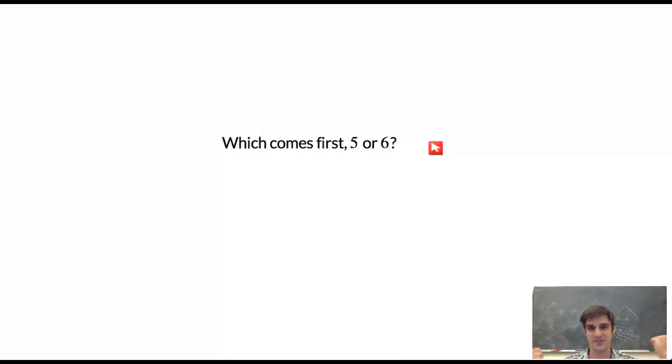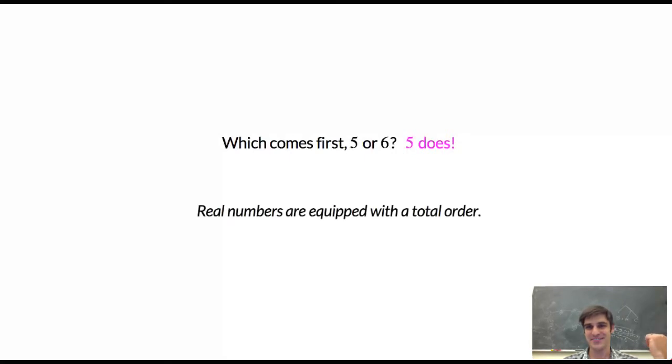Here's another question. Which comes first, 5 or 6? So 5 does. So real numbers are equipped with a total order. So given any two numbers, we can always say which one comes first. So does 5 come first or 6 come first? Well, 5 is smaller than 6, so we put 5 first.